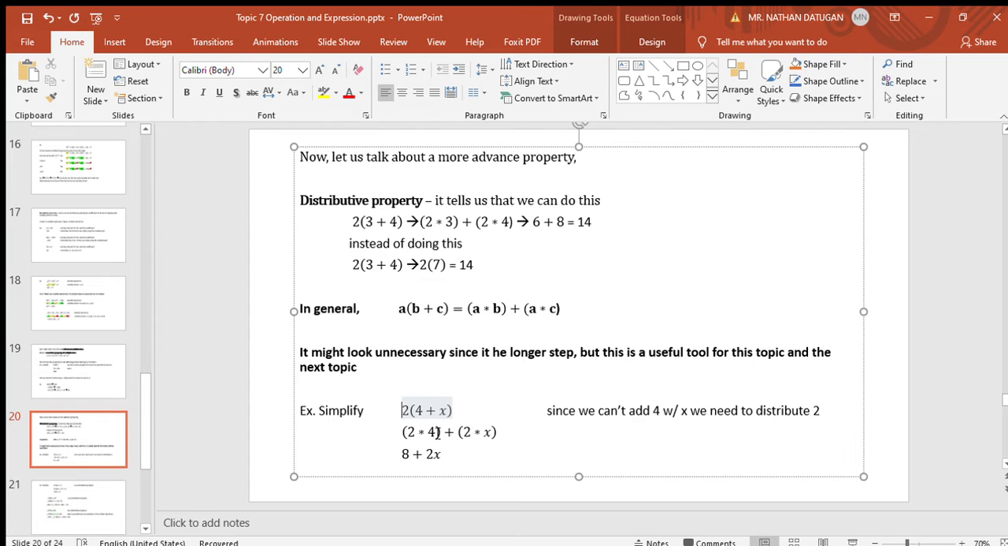So 2 times 4 is equal to 8, and 2 times x can be shortened to 2x. So now instead of 4 plus x times 2, we have a new simplified expression, 8 plus 2x. So this is what we want.